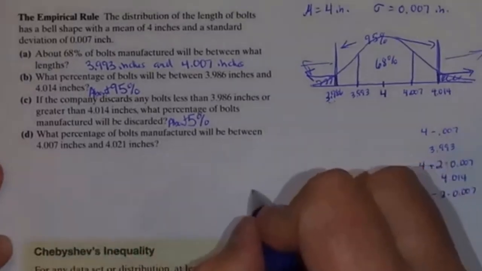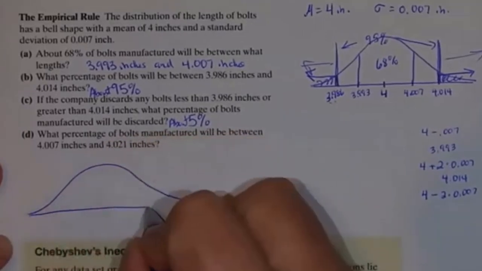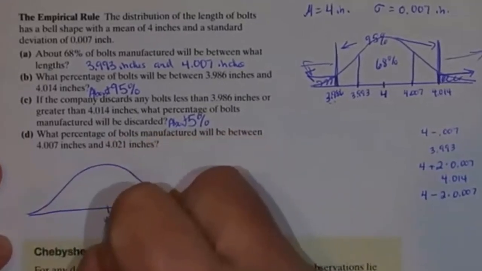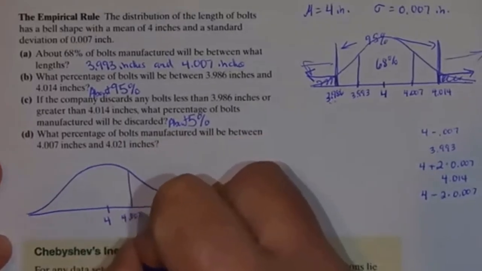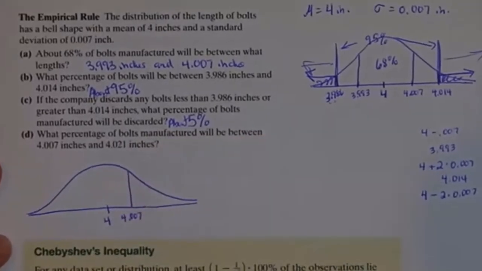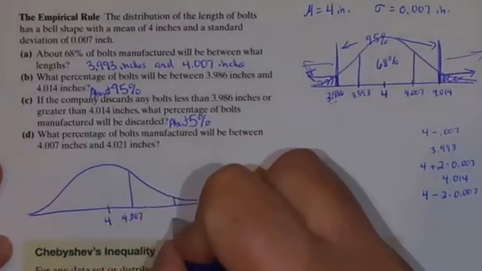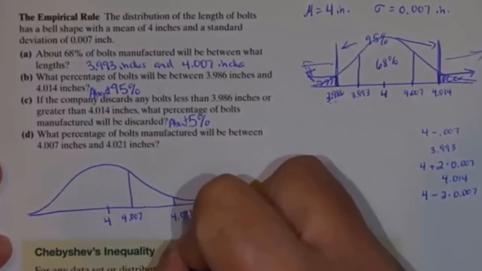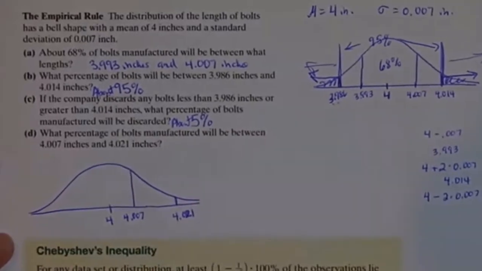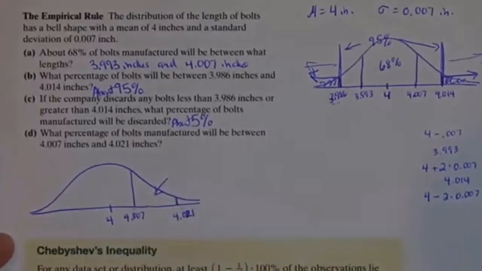So the last question, what percentage of bolts manufactured will be between 4.007 inches and 4.021 inches? I'm going to draw a new picture. So again, 4 is here. 4.007 is here. That was 1 standard deviation above the mean. 4.021 would be over here. So we want to know what percentage of the bolts are between here and here.